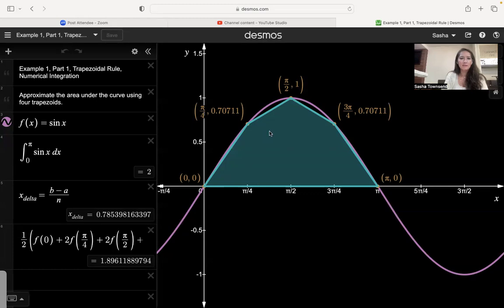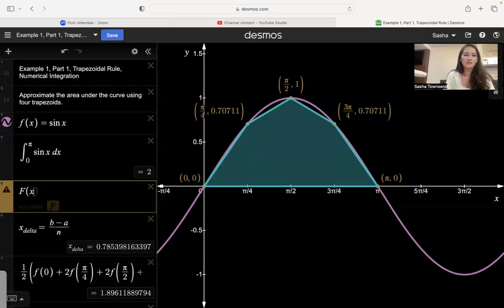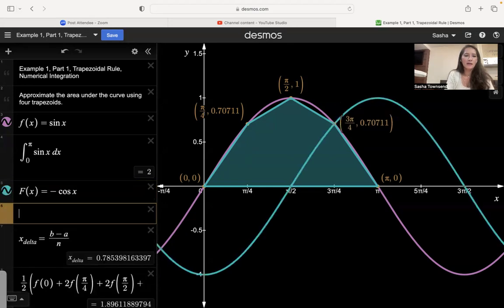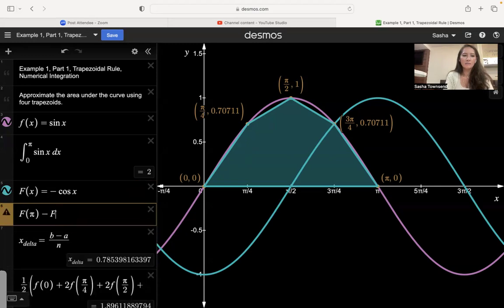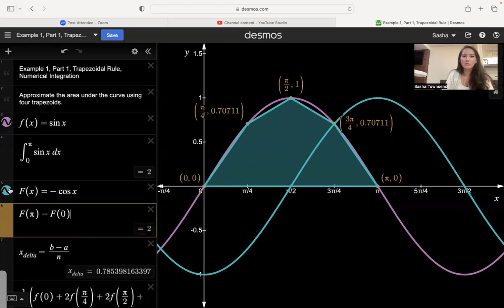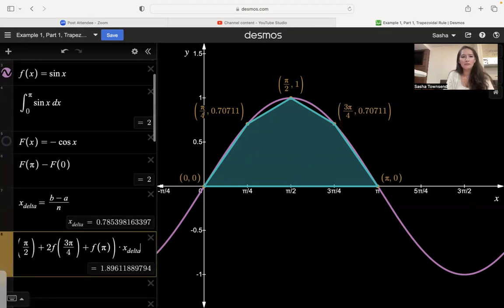We have the area of this trapezoid plus the area of this one plus the area of this one plus the area of this one. The exact value of the area under the curve on the interval from 0 to pi is 2, which we could have computed using the fundamental theorem. What's the antiderivative of sine of x? It's negative cosine of x, right? And then we could evaluate that at pi and 0 and subtract. And we get 2. So that's one way of evaluating the integral. Or we could use this trapezoidal method.